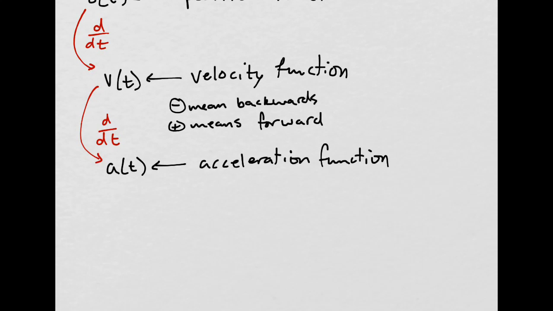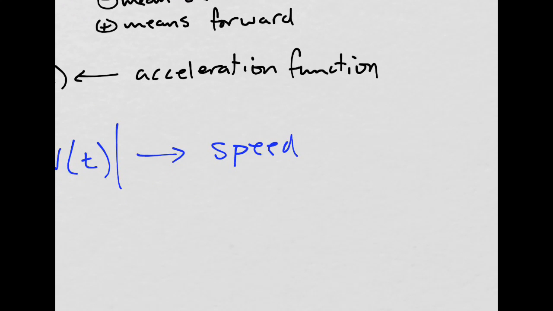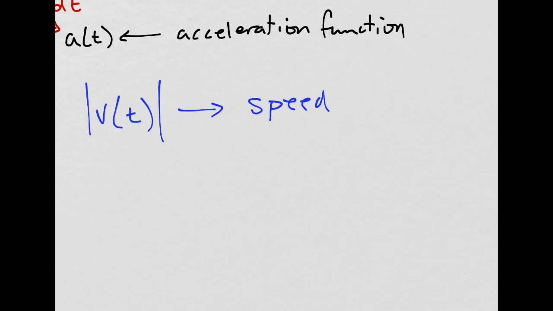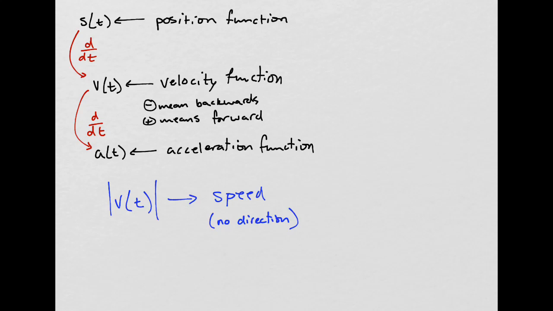One note that I want to say is the absolute value of the velocity function. That gives you speed. So this changes to speed, and speed doesn't have a direction. It's just how fast are you going. That's why you take the absolute value, because the negative or the positive means something for velocity. When you have speed, that doesn't consider any direction. If you have the speed, you don't know which way it's moving. You just know how fast it's going. So that's important.